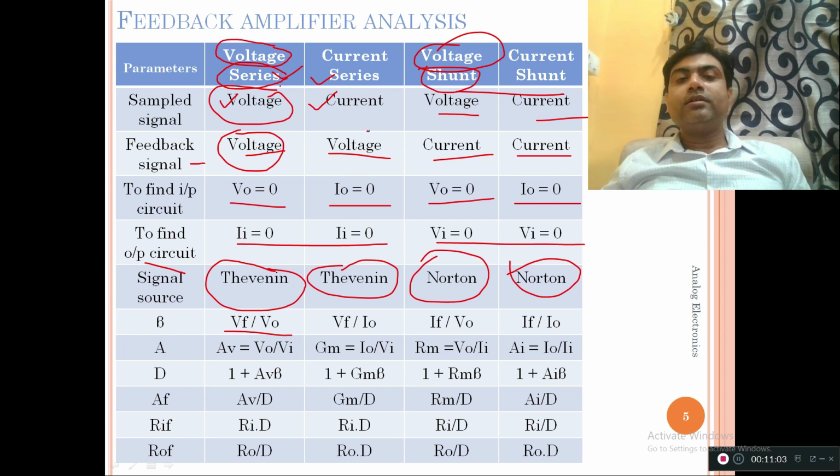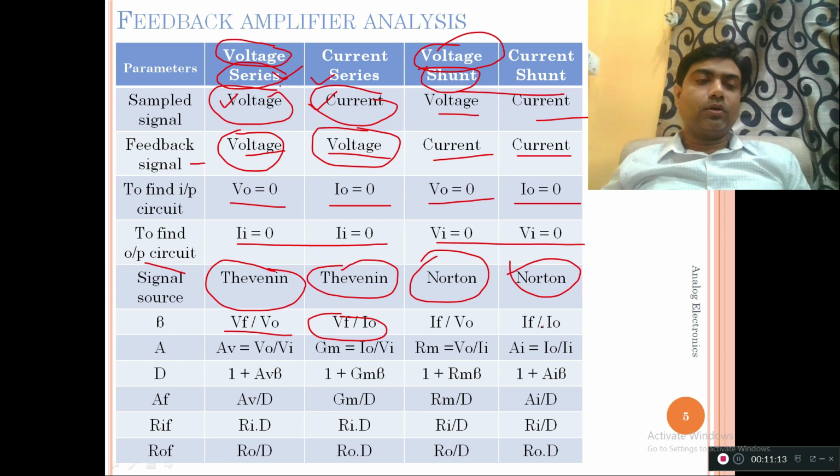Now come to the current series. In current series, the feedback signal is voltage and the sampled signal is current. So I have written Vf upon I naught. Likewise, you can go through the last column.